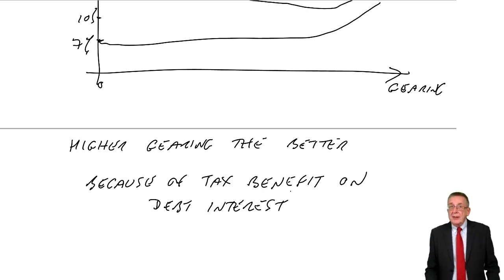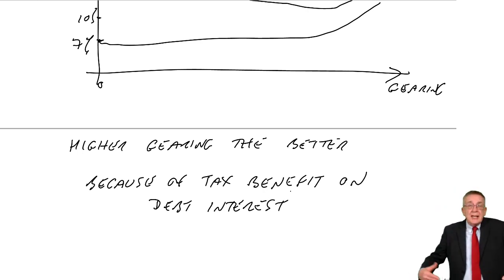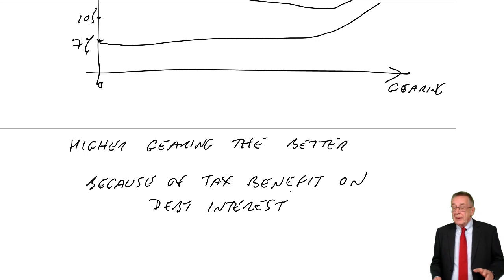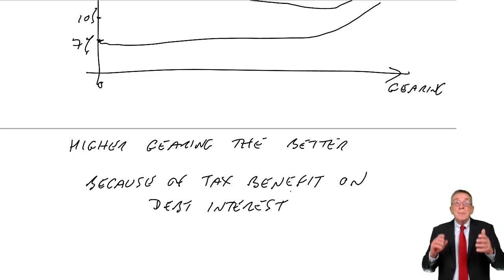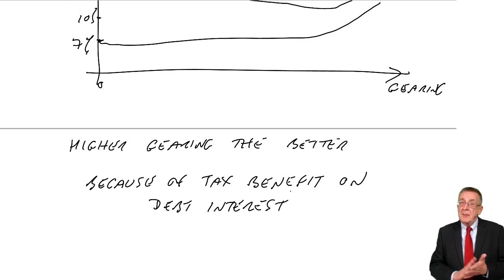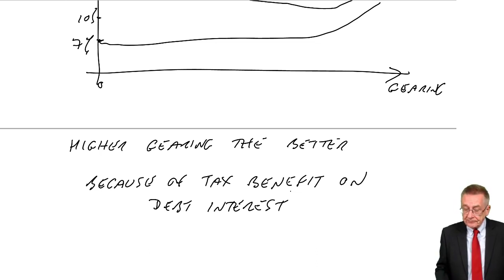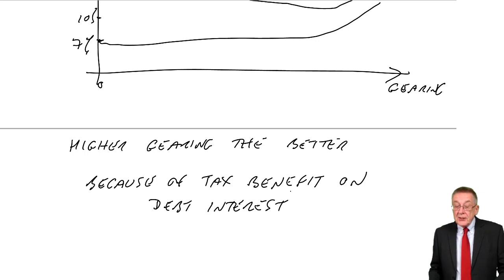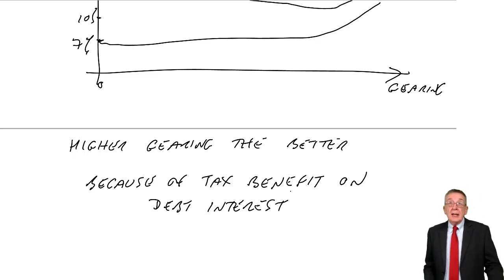If that tax benefit wasn't available, if the state changed the rules or something, then it wouldn't matter how you raised finance. As things stand, the more gearing, the better, but purely because of the tax benefit associated with debt. So there we are. They did make lots of assumptions.